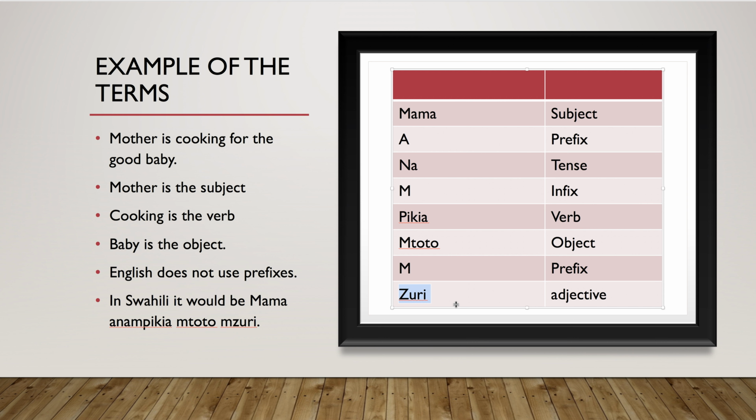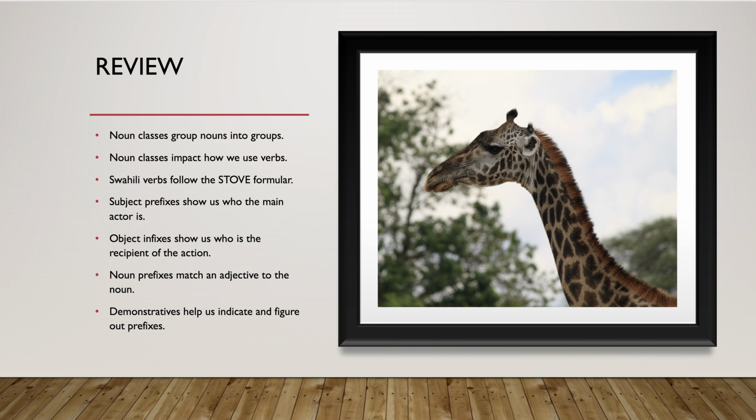So we also have zuri, which is an adjective. An adjective is simply a word that we use to describe a noun. So in our sentence here we have mtoto mzuri. We have a good child. This has to match with this. And this is a characteristic of different noun classes. This letter here is going to change depending on what noun class that you're working with. So I hope that up to this point you're actually beginning to understand how all of these things work.